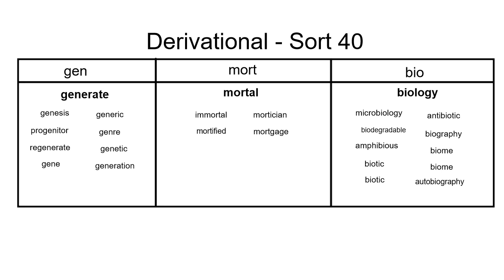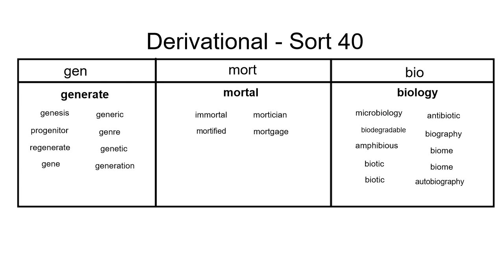Our last word in this column, mortgage, actually comes with an interesting history lesson. Mort, you'll remember, means dead or death. Gage in French actually means pledge. So mortgage means a dead pledge. If you are to take out a mortgage on a house, you pledge to pay that money back to the bank. Our last Latin root is bio, meaning life.